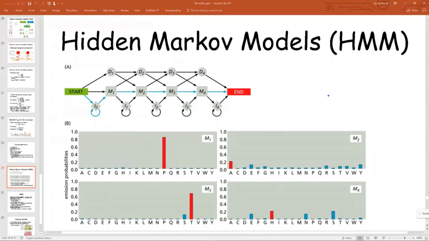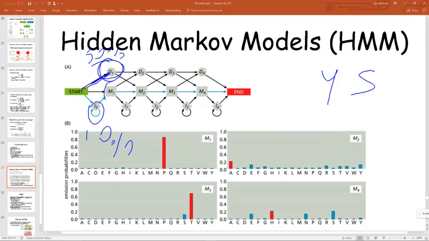To calculate the probability of, say, generating YS from this model, you would break up the problem into smaller problems. And then we ask, what is the probability of getting here following any path? Getting here from any path, there's only one path, and that was 50%. What's the probability of getting to I0? That was 10%.